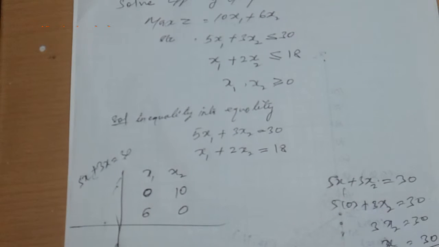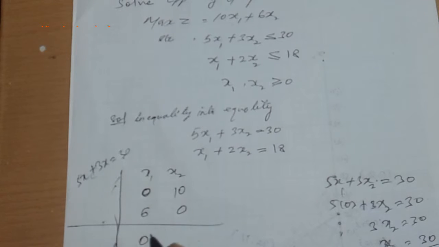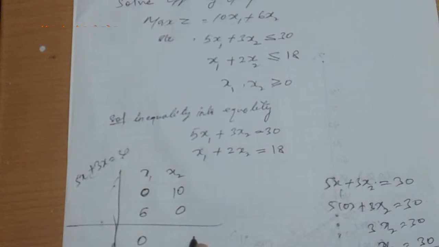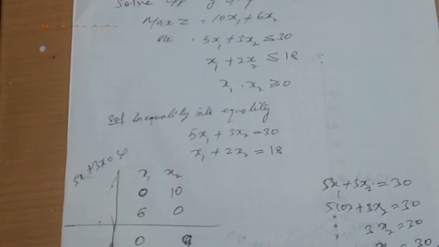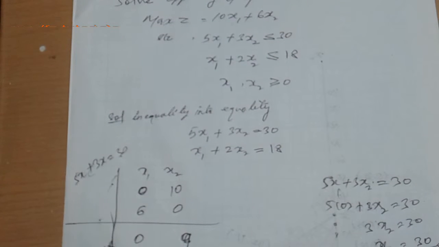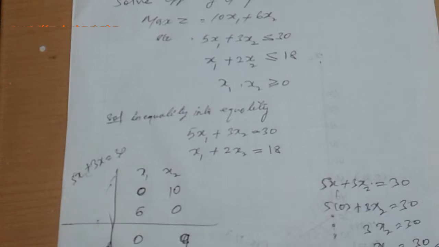Now if you keep 0 in x1, there is 2x2, so take 2 below the 18, and we will get 9. Now keep 0 in x2. There is only x1 here, so we will get 18. 18 divided by 1 is 18 only. So we got this one.